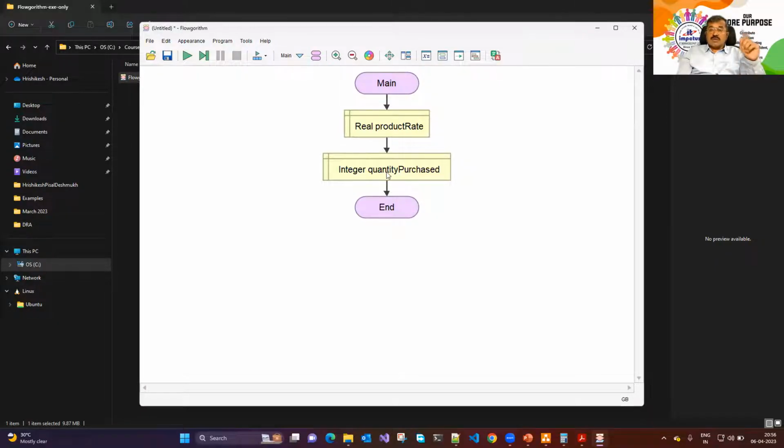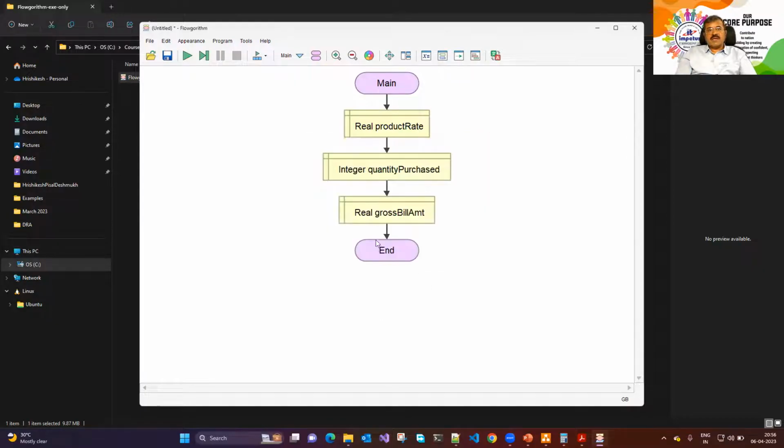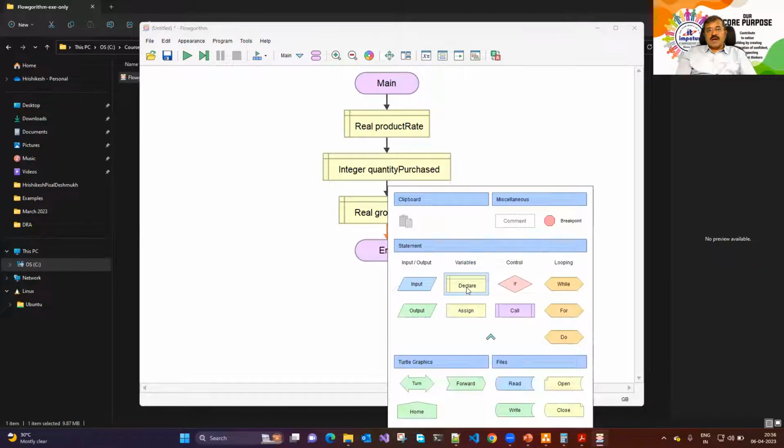But I'm supposed to calculate the gross bill amount. I'm supposed to calculate the net bill amount. Correct? I'm supposed to calculate the discount. So I'm going to use a few more variables. This time I'm going to use a variable which is not of type integer. It's a real number, and that's my gross bill amount. Look at the way I'm defining the variable name. Lower camel case, G small, B capital, A capital. Gross bill amount.